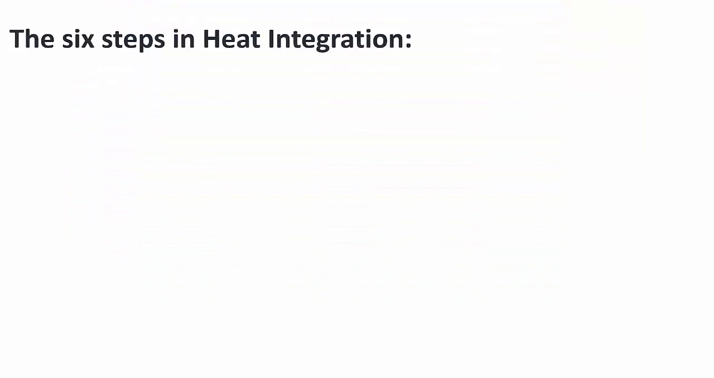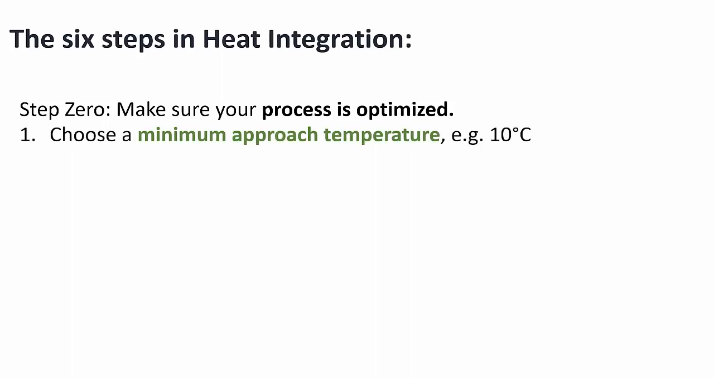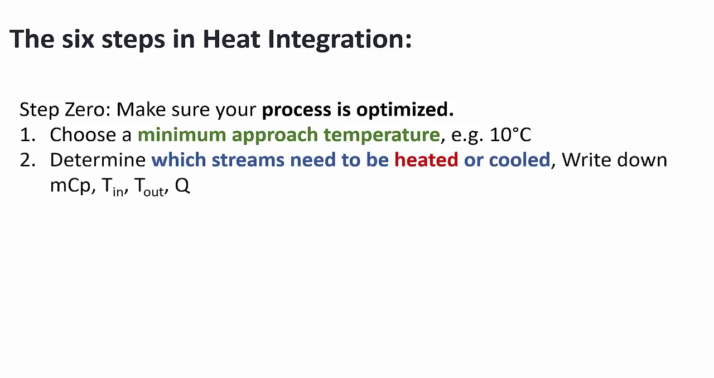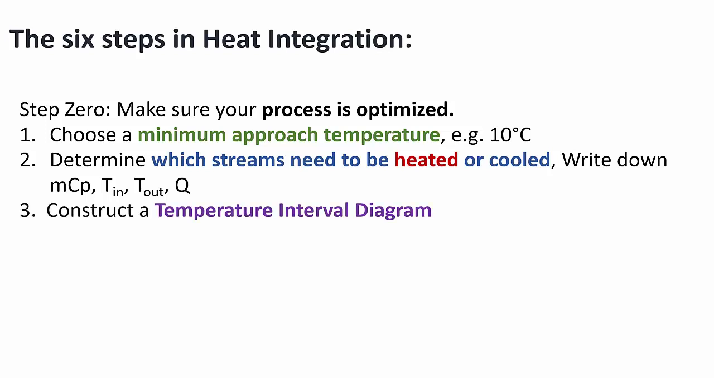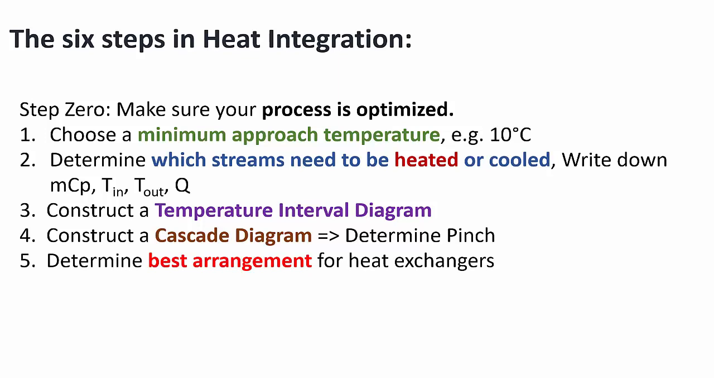In this video lecture series, we will cover the 6 steps in heat integration. The first step is step 0, making sure your process is optimized. Step 1 is choosing a minimum approach temperature. We will choose 10 degrees centigrade. Determining which streams need to be heated or cooled and writing down their flow rate times heat capacity, inlet temperature, outlet temperature, and overall heat. Constructing a temperature interval diagram. Constructing a cascade diagram, which helps us determine where we have pinches, which we will cover later. Determining the best arrangement for heat exchangers is the last step.